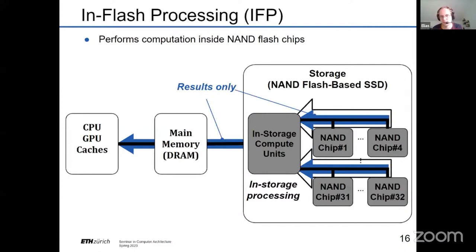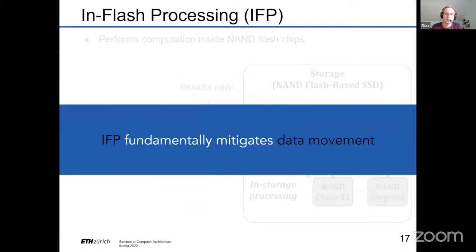So we have three things: outside storage processing, in-storage processing, and in-flash processing, the three different things. In-flash processing fundamentally mitigates the data movement because only results are transferred, never data itself.